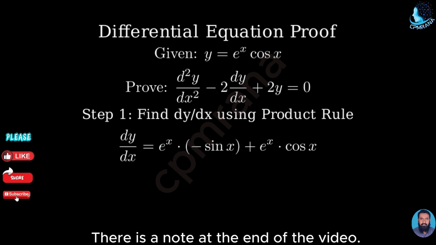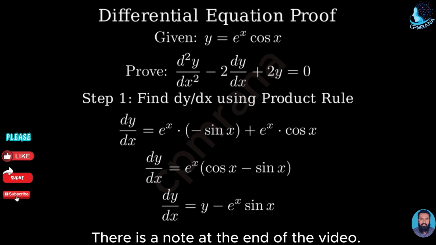Now, we can simplify this first derivative. Notice that we can factor out e to the x. Looking at our original function, we can substitute y equals e to the x times cosine x to write this in terms of y. Now for the second derivative, we need to differentiate dy/dx.